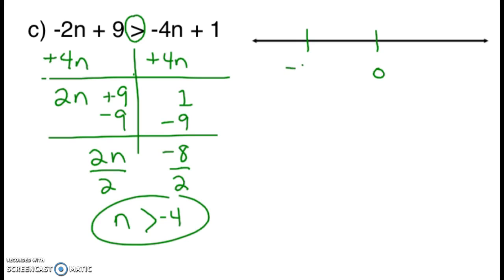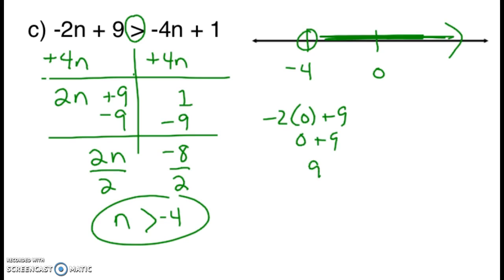So I'm getting so lucky. I'm always having 0 in my shaded area. So there's -4. There's this. And then we want to check if it works again. So if I plug in 0, on the left side I'll have -2 times 0 plus 9. So that's just 0 plus 9, or 9. On the right side I have -4 times 0 plus 1. 0 plus 1, that's 1. And it has a greater than, so 9 is greater than 1. That's true. So I probably did it right.